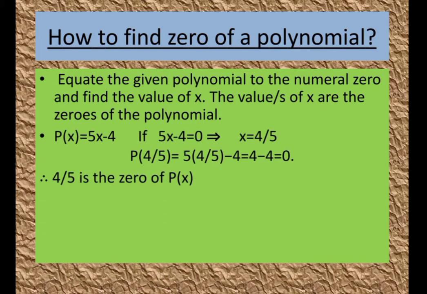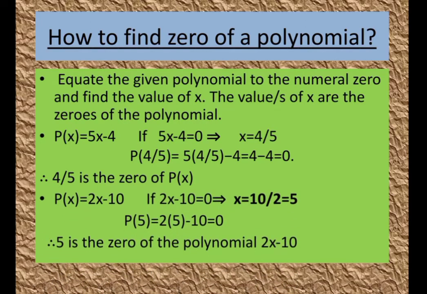Here, p of x is equal to 5x minus 4. If 5x minus 4 is equated to 0, the value of x will be 4 by 5. Let's substitute 4 by 5 in the given polynomial 5x minus 4. We will get the answer as 0. So whichever value you substitute for x that gives 0, that value is called the zero of the polynomial. Here 4 by 5 is the zero of p of x.